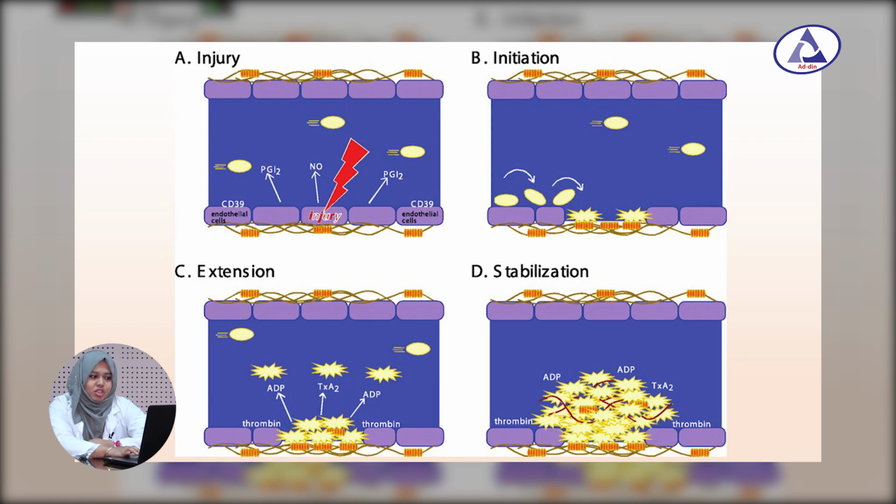In this big picture, you can also see the similar events occurring sequentially. There is injury to the blood vessel, platelets come in contact with it, and release substances, and ultimately a platelet plug is formed.